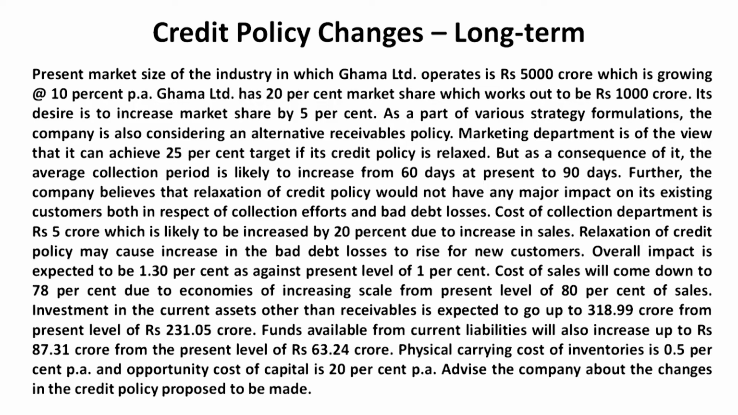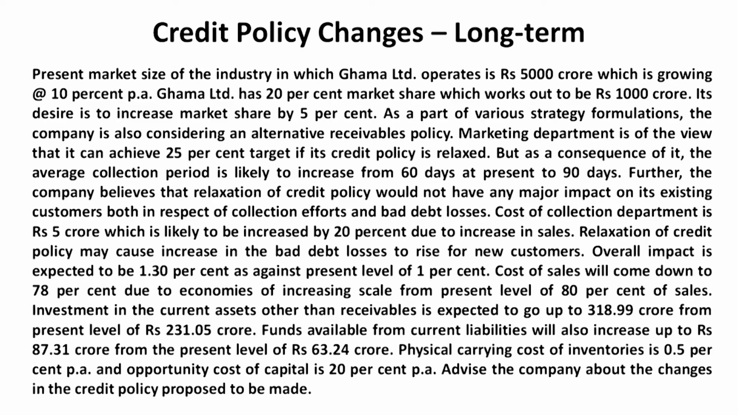Cost of sales will come down to 78% due to the economies of increasing scale from the present level of 80% of sales, that is the cost of sales, the total cost. So the cost of sales is 80% currently, but when you are increasing the production and your market share and selling more in the market, your cost of sales will go down from 80% to 78%.